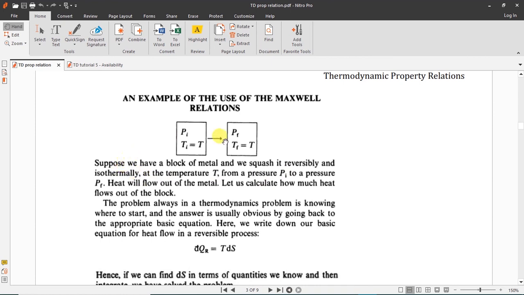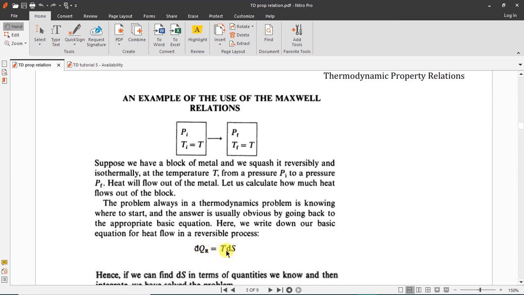Now we have to calculate what is the heat transfer because of squashing from the block to environment. So how much heat flows out of the block? So how to calculate this? So del QR is equal to TdS. This equation we know. Now in this case we cannot measure dS. If we know dS, we can easily calculate del QR or Q.